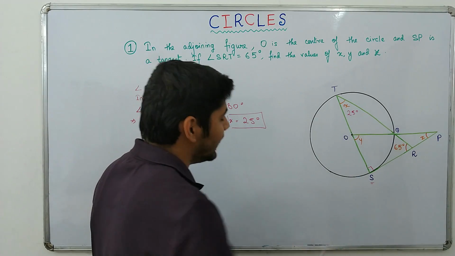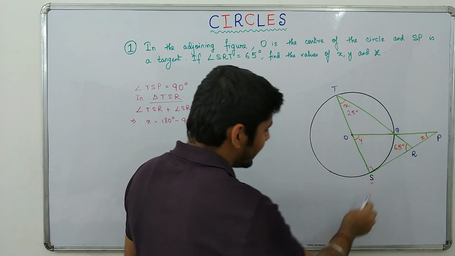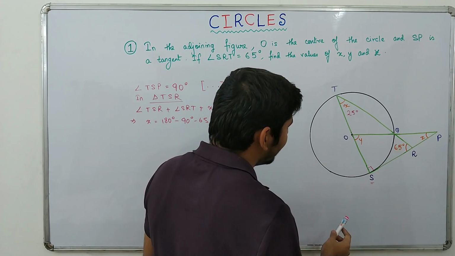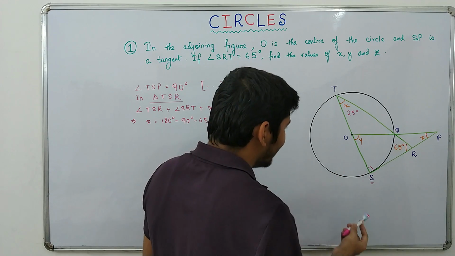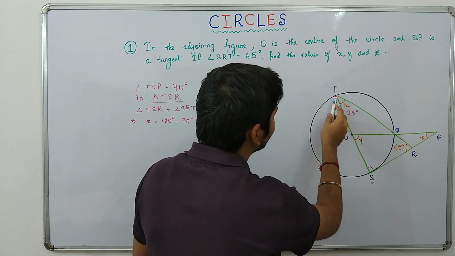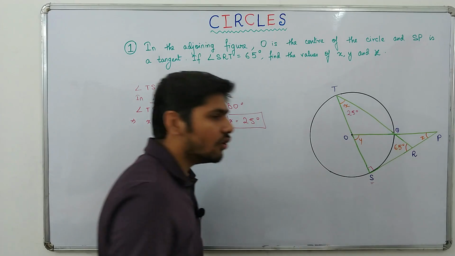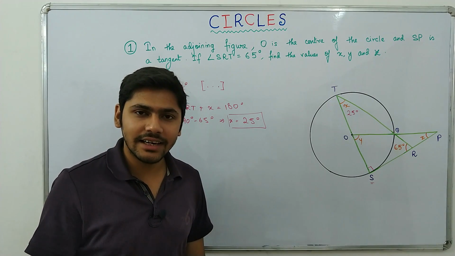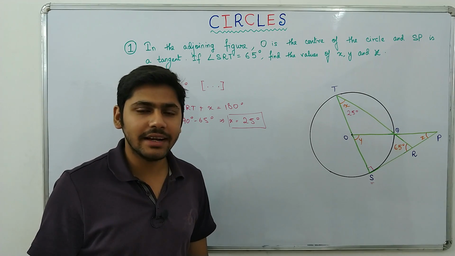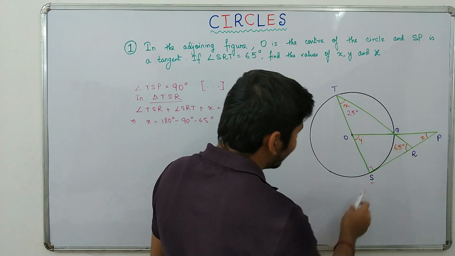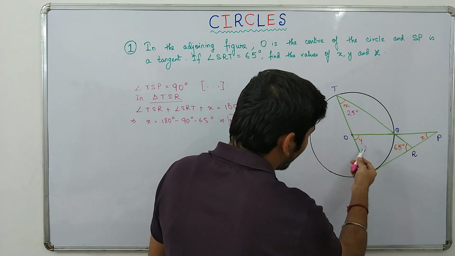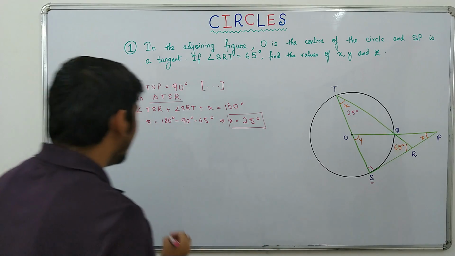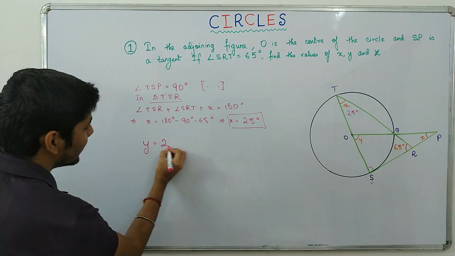In the second one we have to find Y. Now we can see that SQ is an arc of the circle and SQ is subtending an angle at the center O and it is also subtending an angle at the circumference at T. So we know from the theorem from the first video that the angle subtended by an arc at the center is double the angle subtended by it at the circumference. So over here angle SOQ, that means Y, will be double angle STQ, that means X. So we will have Y is equal to twice X.